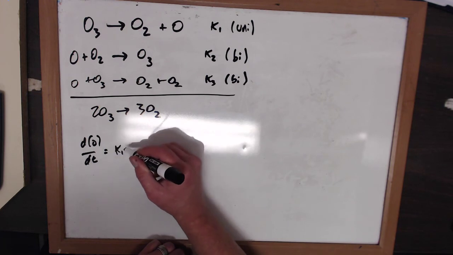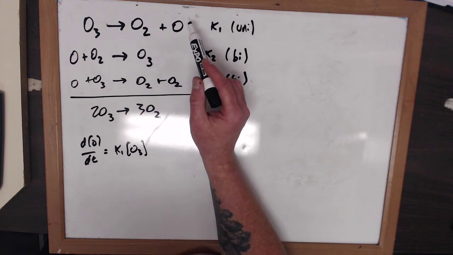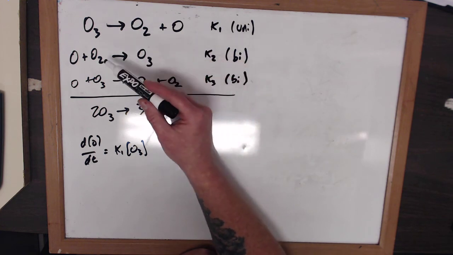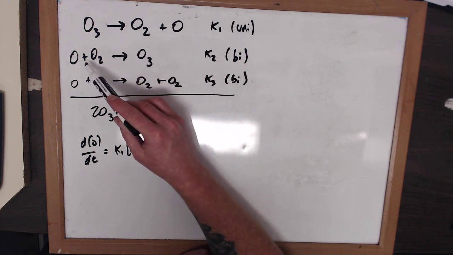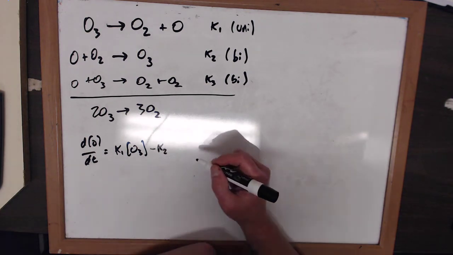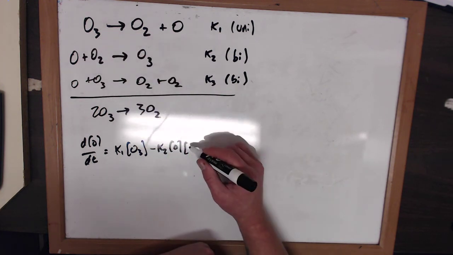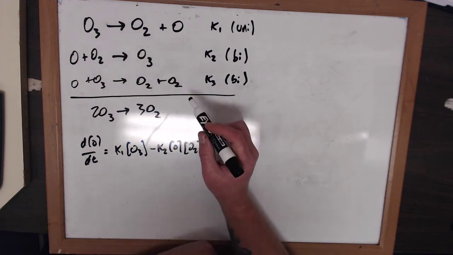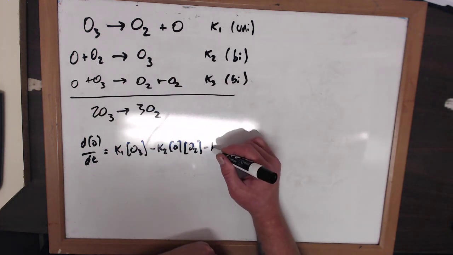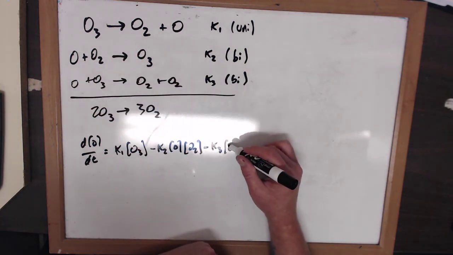positive K1 times O3, and then now we have to find all the other reactions where oxygen atom is a player. And so we can see it's in reaction 2 right here, and it's a reactant, so it's going to have a negative rate, negative K2 times O times O2, and it is also appearing as a reactant in the third reaction, so that's going to be minus K3 times O times O3.